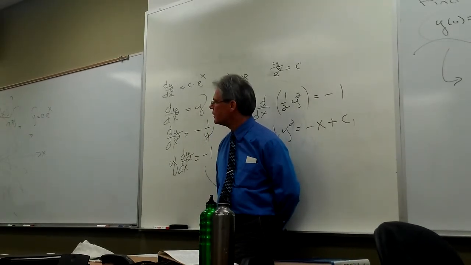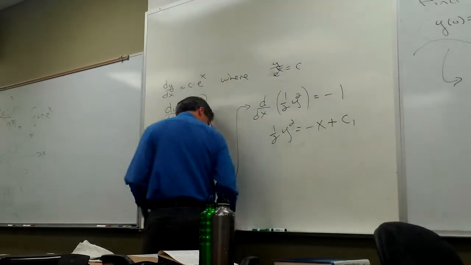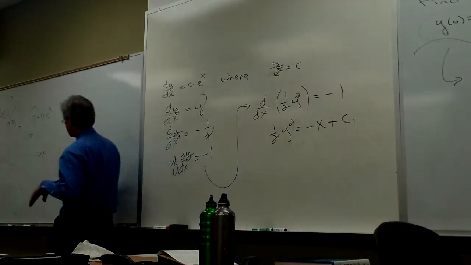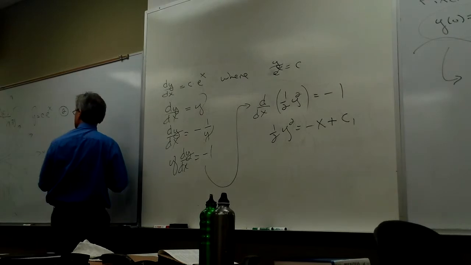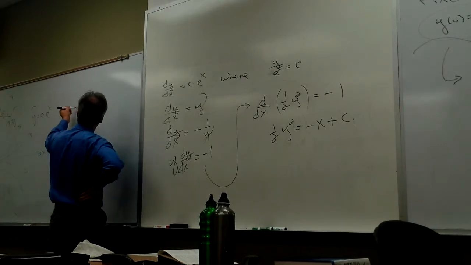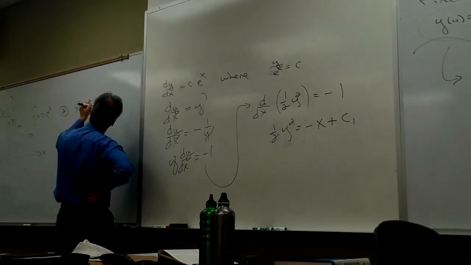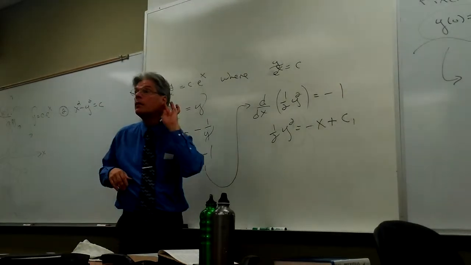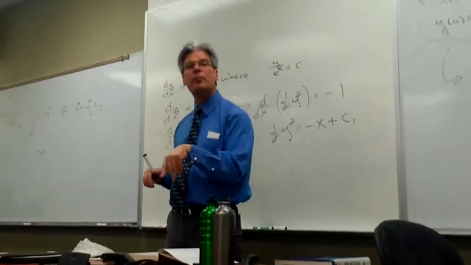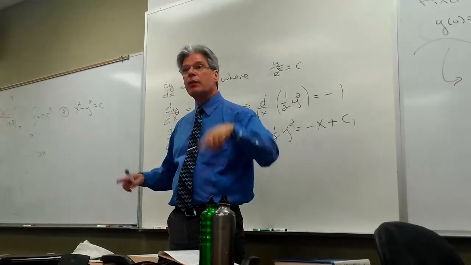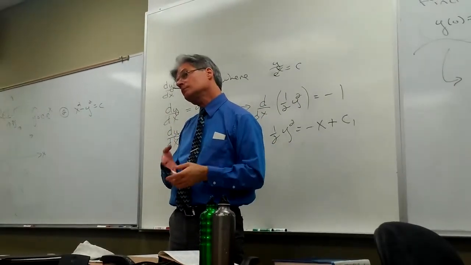Let's try a different one. How about if I consider trying to generate the orthogonal trajectories to something that's looking like this? What do these look like? Hyperbolas. Very nice. They're hyperbolas. Branching out left and right or up and down? Left and right.